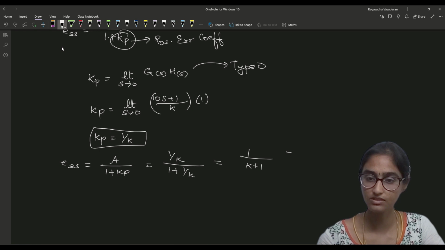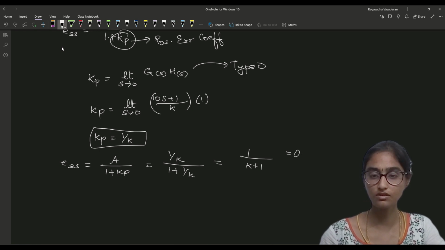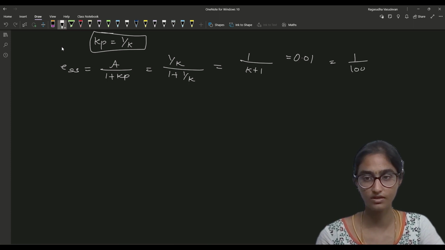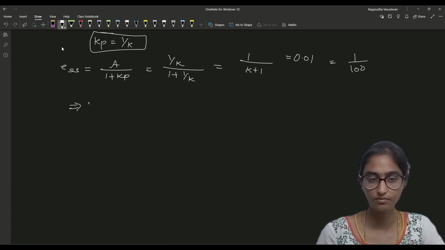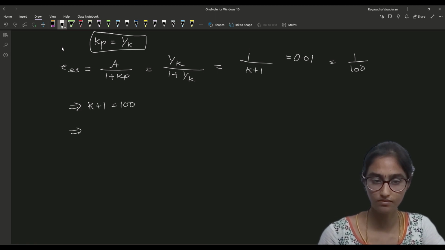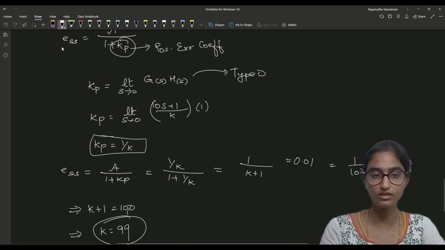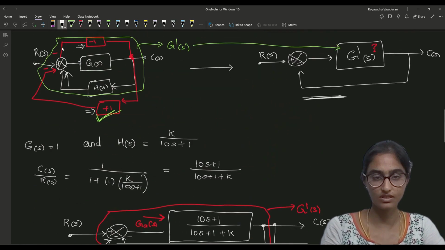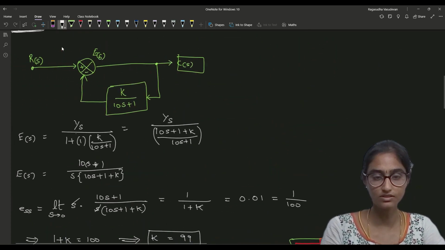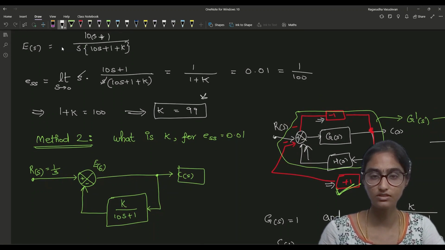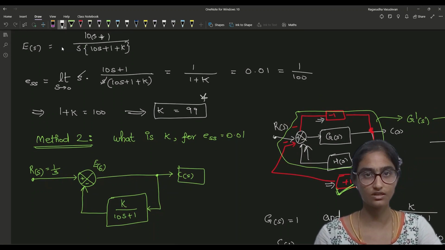And it's given that the steady state error is 0.01. So this implies that 0.01 is 1 by 100, correct? So this again implies that k plus 1 is 100. And what is the value of k? K is 99. So in both these methods, the value of k is 99, the second method as well as the first method. So in both cases the value of k is 99.